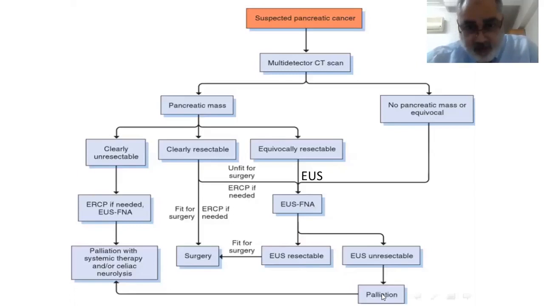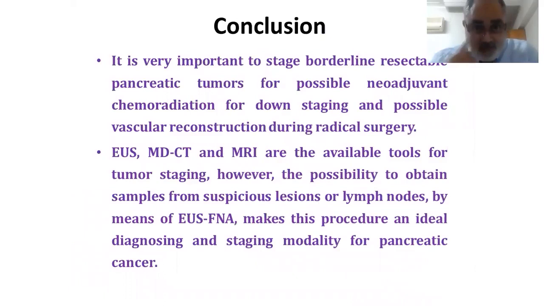So I came to my conclusion. It is very important to stage borderline resectable pancreatic tumors for possible neoadjuvant chemoradiation for downstaging and possible vascular reconstruction during radical surgery. EUS, multi-detector CT and MRI are the available tools for tumor staging. However, the possibility to obtain samples from suspicious lesions or lymph nodes by means of EUS-FNA makes this procedure an ideal diagnosing and staging modality for pancreatic cancer.